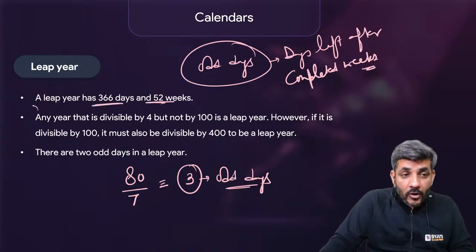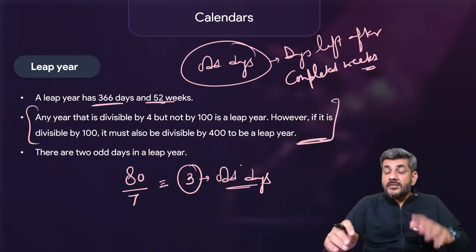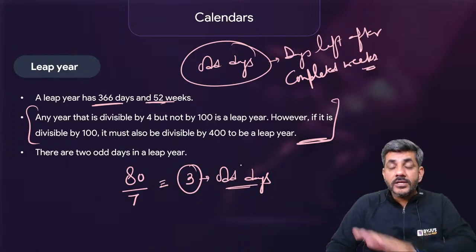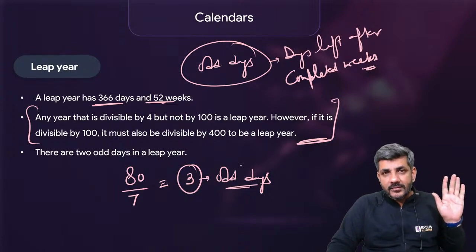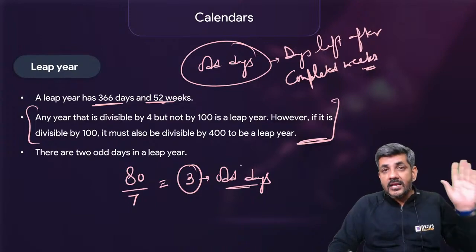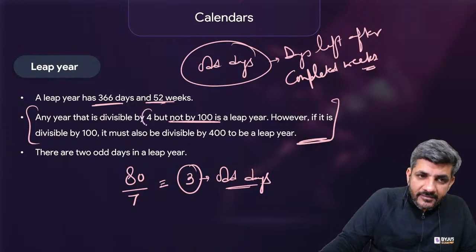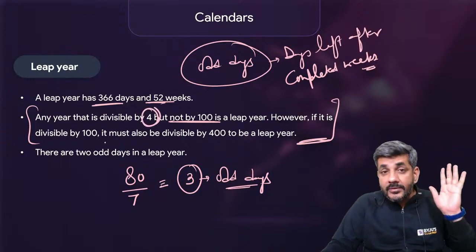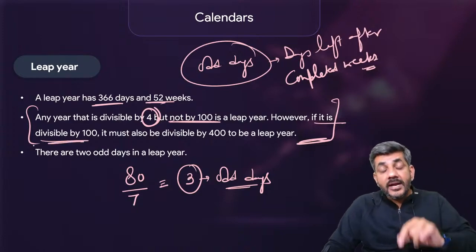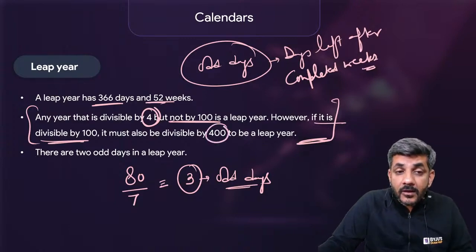And this important information is very, very important for all of you, because many times people do not know about it. Any year which is divisible by 4 is not necessarily a leap year. I repeat, any year divisible by 4 is not necessarily a leap year. If it is not a century and divisible by 4, then it is surely a leap year. But if it is a century, then just by being divisible by 4, it will not be a leap year. It must be divisible by 400.